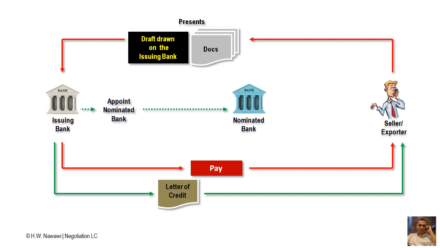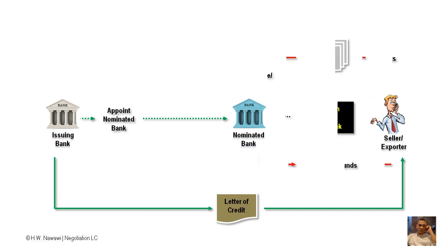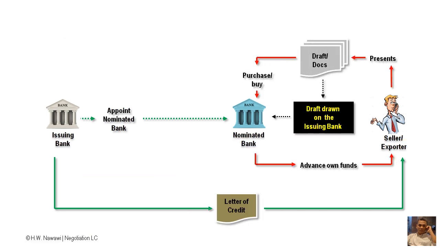However, if the seller needs the funds urgently, the seller can obtain funds in advance from the nominated bank. That is, to request the nominated bank to negotiate the draft which is drawn on the issuing bank, together with the documents. When the nominated bank agrees to negotiate, the seller will present the draft and documents to the nominated bank. The nominated bank will use its own funds to purchase the draft and documents and give the funds in advance to the seller.